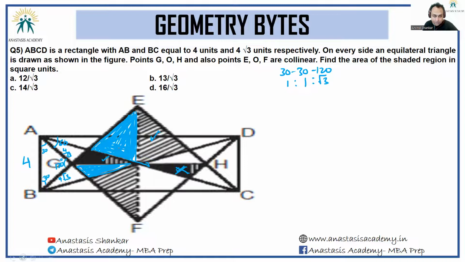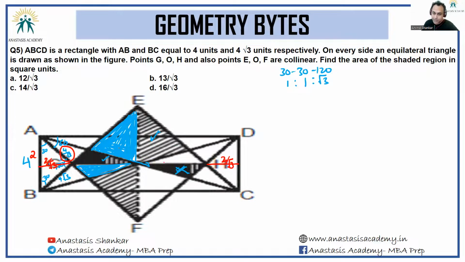Now, let me use a red pen. If I drop a perpendicular from here to here, can you see if this is 2, this is 4 by root 3, length here has to be 2 by root 3, 1 : root 3 : 2. This is a 30, 60, 90 triangle. This is 2 by root 3. Additionally, hopefully you can see the length of the perpendicular from H to DC will also be 2 by root 3. There is beautiful symmetry within this figure. This is 2 by root 3. This is 2 by root 3.